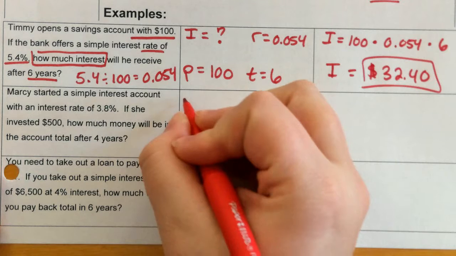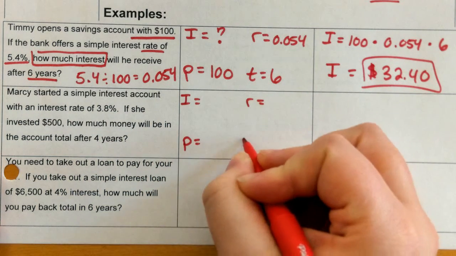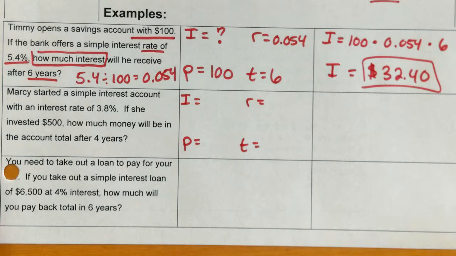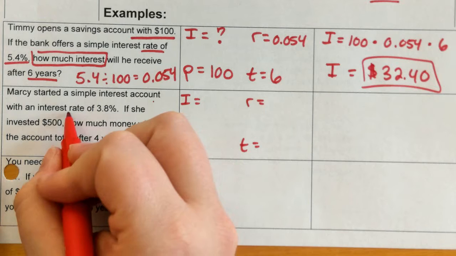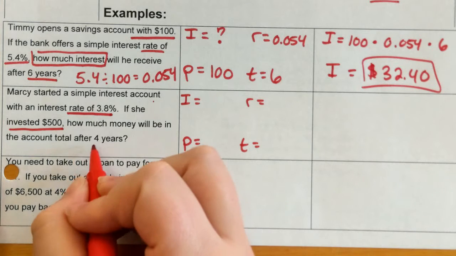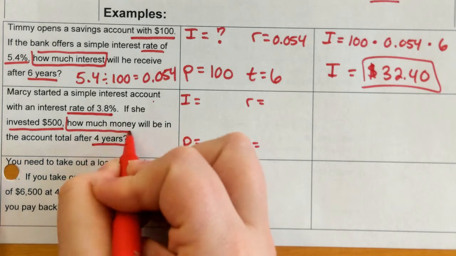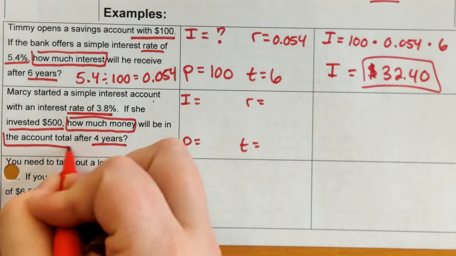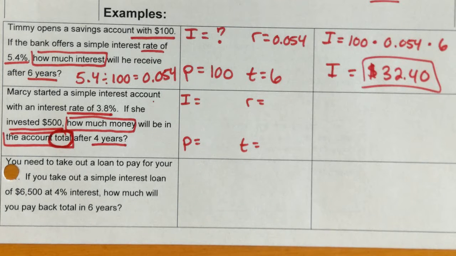Let's look at our second example. Again, I'm going to write out my variables. Marcy started a simple interest account with an interest rate of 3.8%. If she invested $500, how much money will be in the account total after 4 years? I'm going to put a box around how much money in the account total. That total is going to be a really important word that we look at here in a minute.